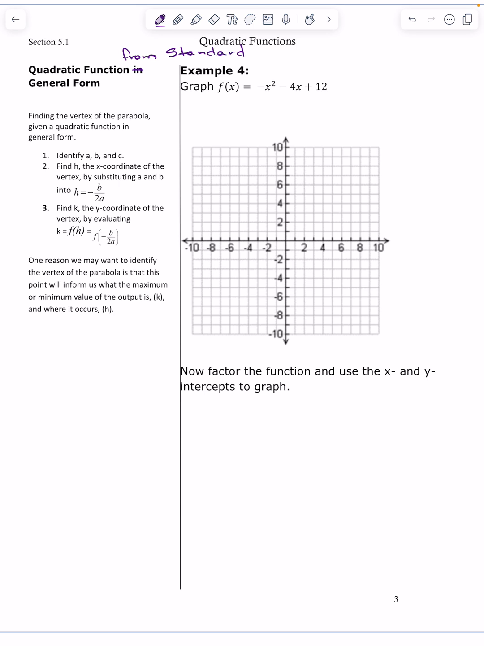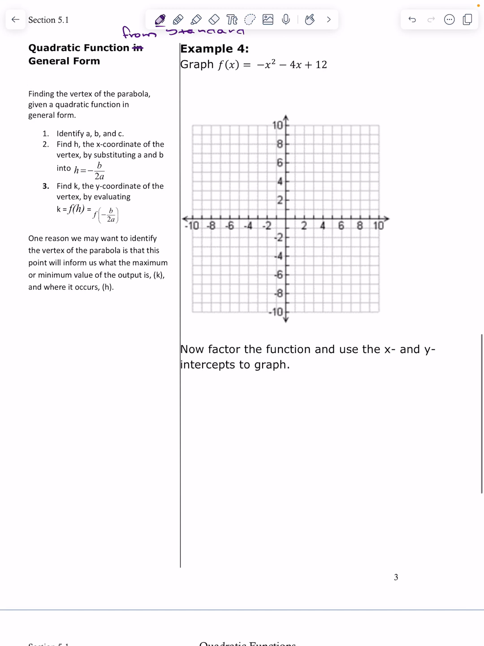Obviously, I need to rename some of these. Anyway, I am going to do this over here in the left margin, so then we can use the right side to rewrite this in factored form and look at all three forms. So here we go. I got negative x squared minus 4x plus 12.